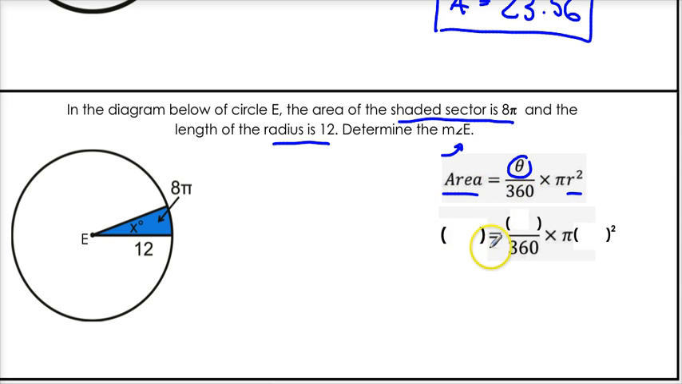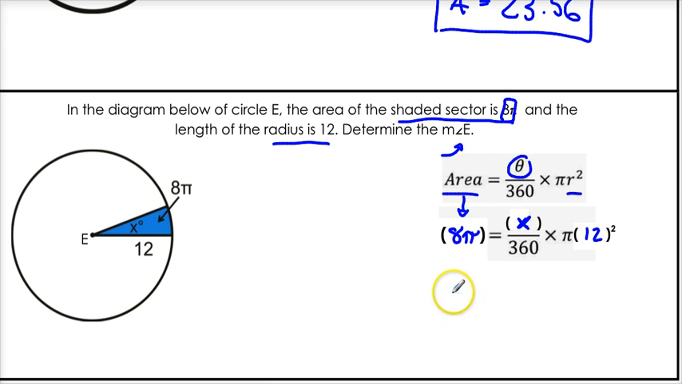So we know that the area is actually 8 pi. They tell us the area of the shaded region is 8 pi, so we're just going to plug that in for area. See how that goes in there? They also tell us that the radius is 12, so we're going to put that in there. What we're trying to find is this angle measure. That's the angle E. So let's put an X there because we don't know what it is. All right? So that's a good starting point.